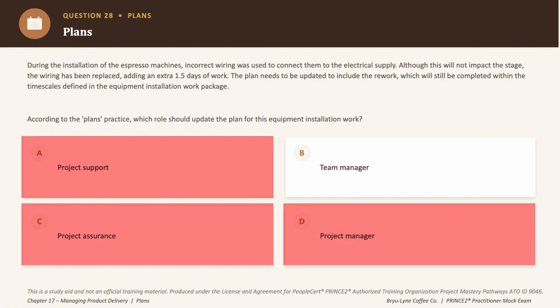So eliminated as well. Option B says the team manager, and this is exactly what the correct answer choice is, because the team manager develops and updates the team plan for the work packages they have been assigned, and this rework sits squarely and fairly within the team manager's responsibility. So the correct answer to this question is option B.